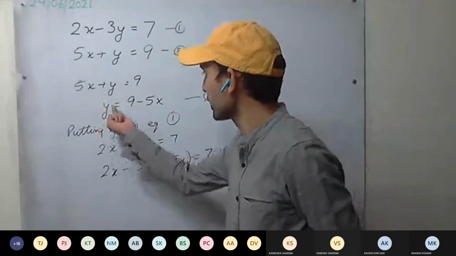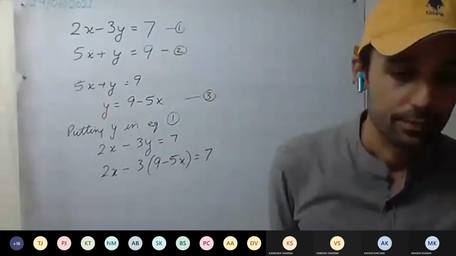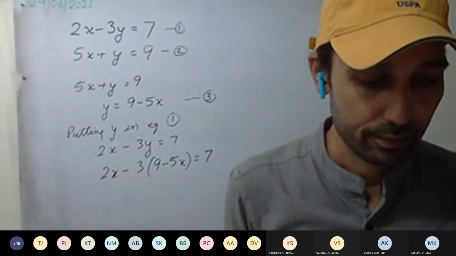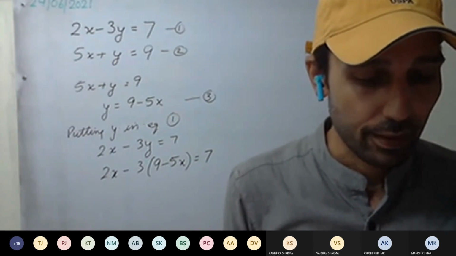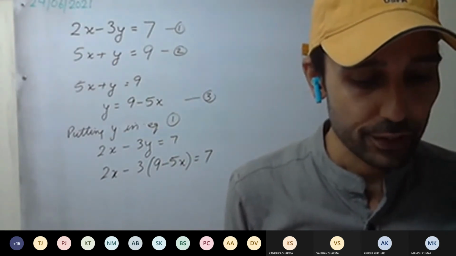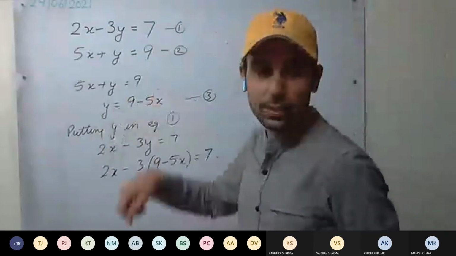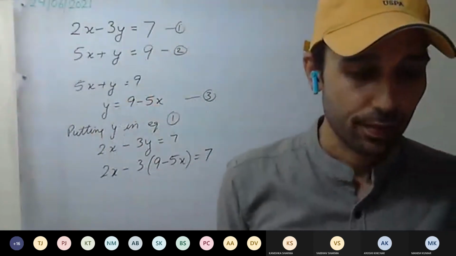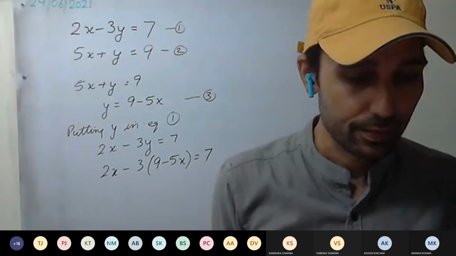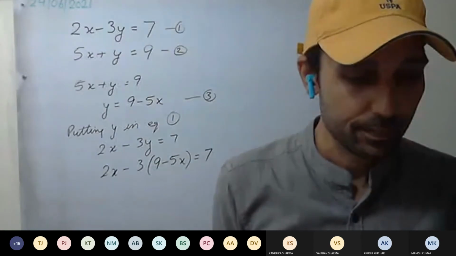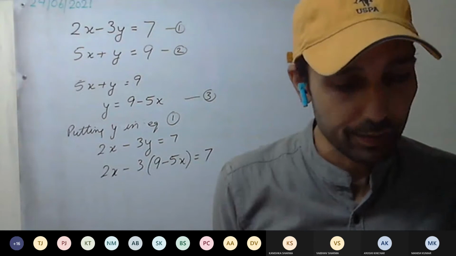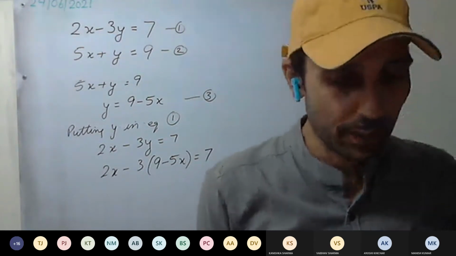Whose value you are going to get? Is it better if we take from the first equation y equal to something? Yes or no? Okay, we'll discuss fourth question tomorrow.